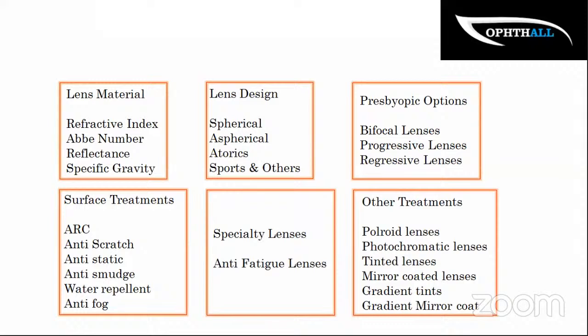For example, Polaroid lenses are very popular. Their Polaroid films are used to prevent the eyes from glare and improve the contrast. We have photochromatic lenses. They change color when they come in contact with UV light.